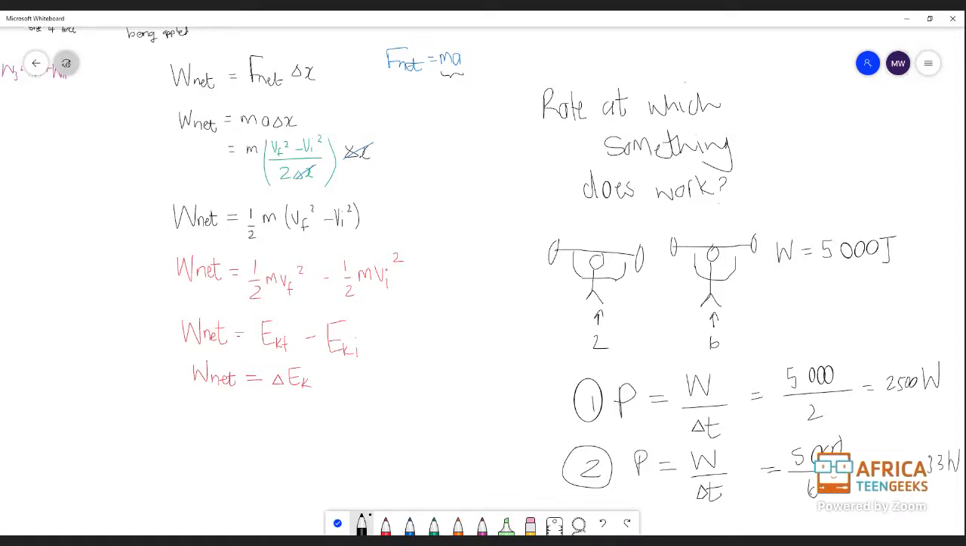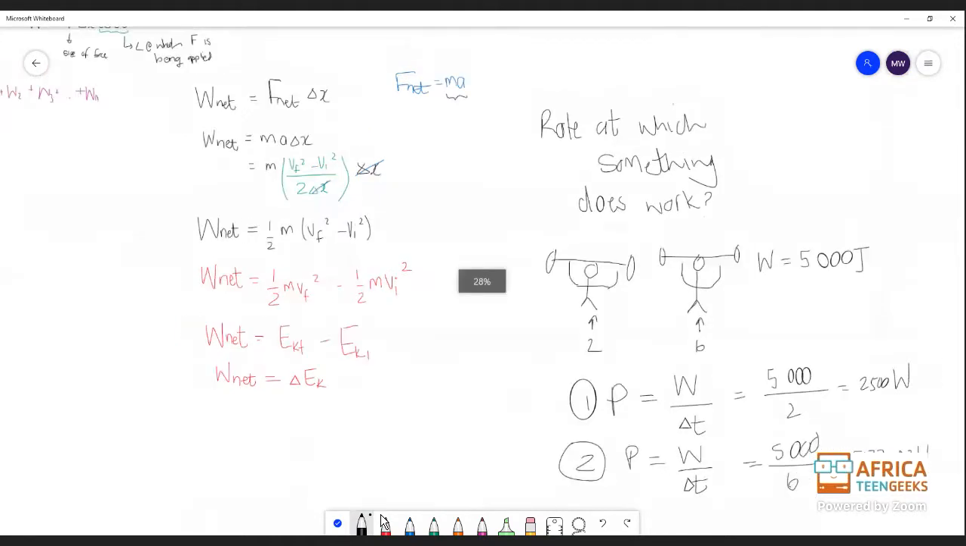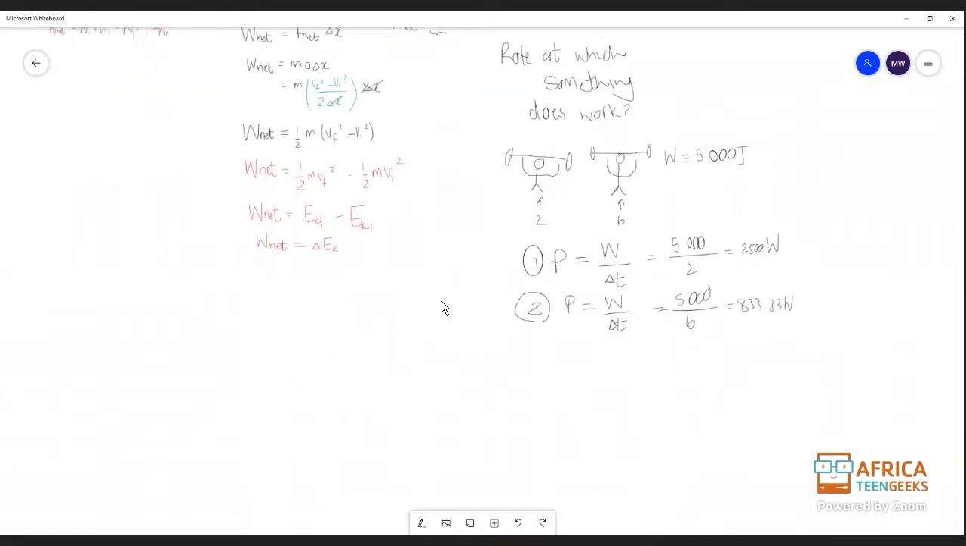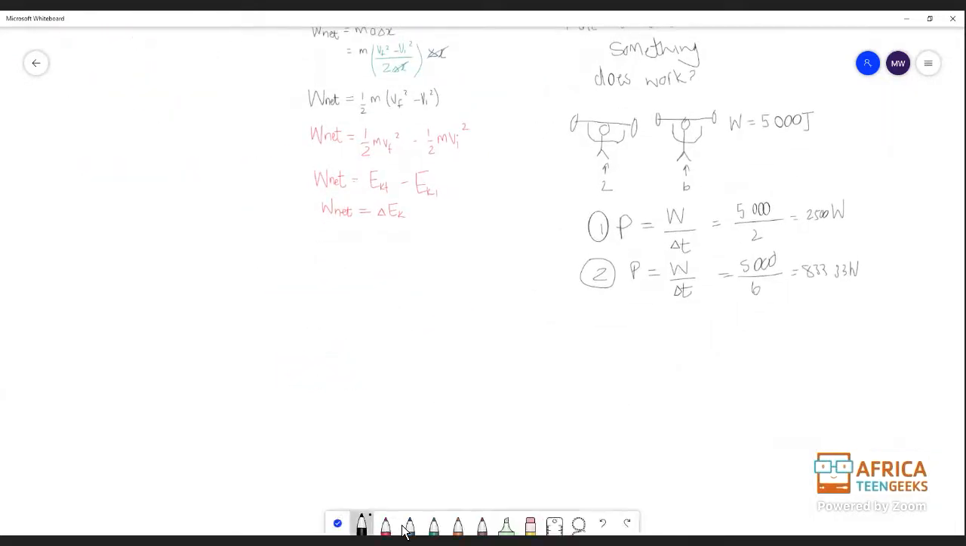repeating. So do you see that even though they're using the same amount of energy to lift these weights, they are doing it at a different rate. And because they're doing it at a different rate, they're using less or more power. So person number 1 doing it so quickly is using more power than the guy doing it slower. So power is basically the change in work over time. So it's the rate at which work is being done.